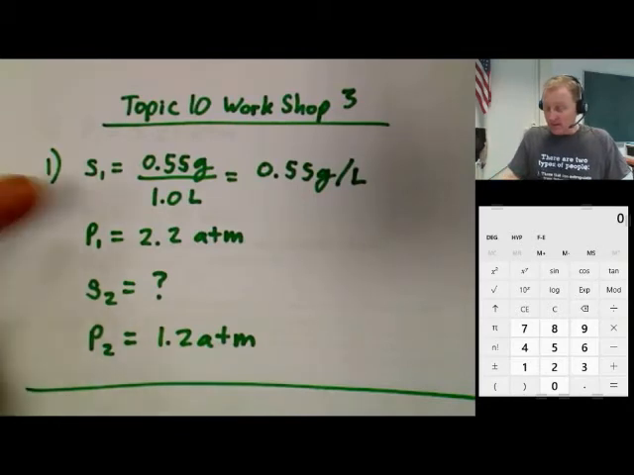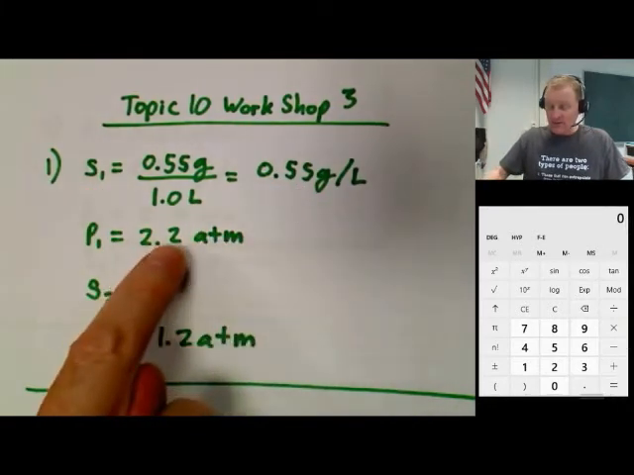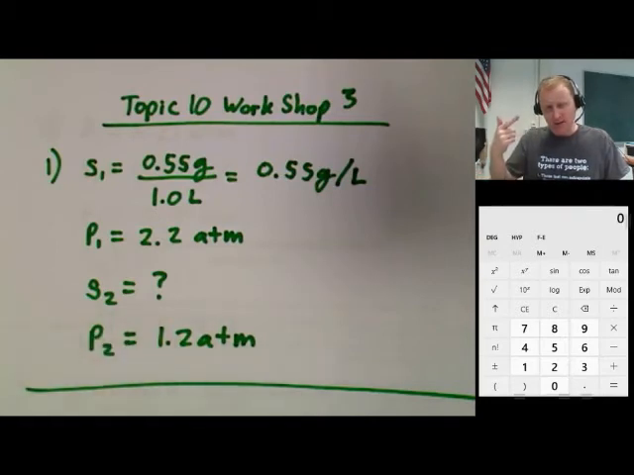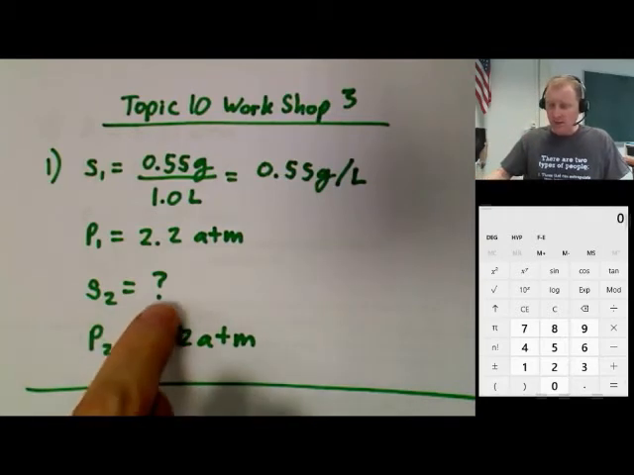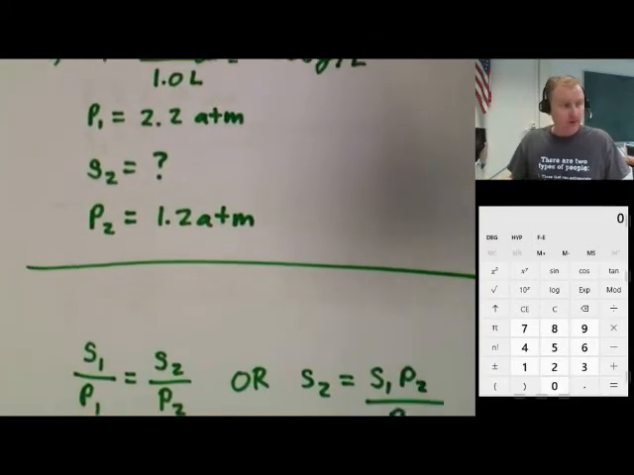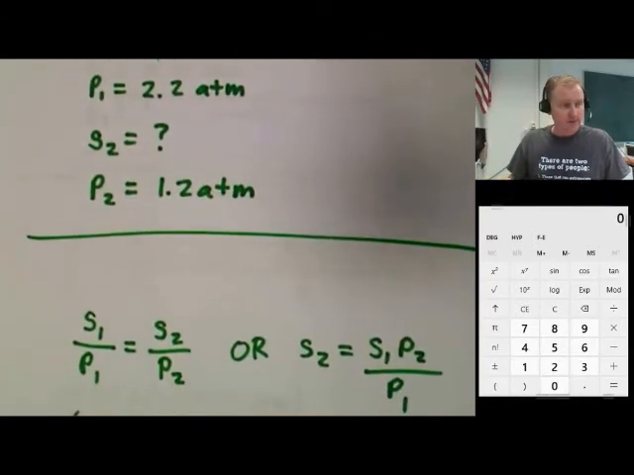So basically, you have this solubility at 2.2 atmospheres. It's going to have less pressure, so logically, when I get my answer, I would think there would be less solubility here. So that's the setup. Our formula for this is that the first solubility divided by the first pressure is equal to the second solubility divided by the second pressure.